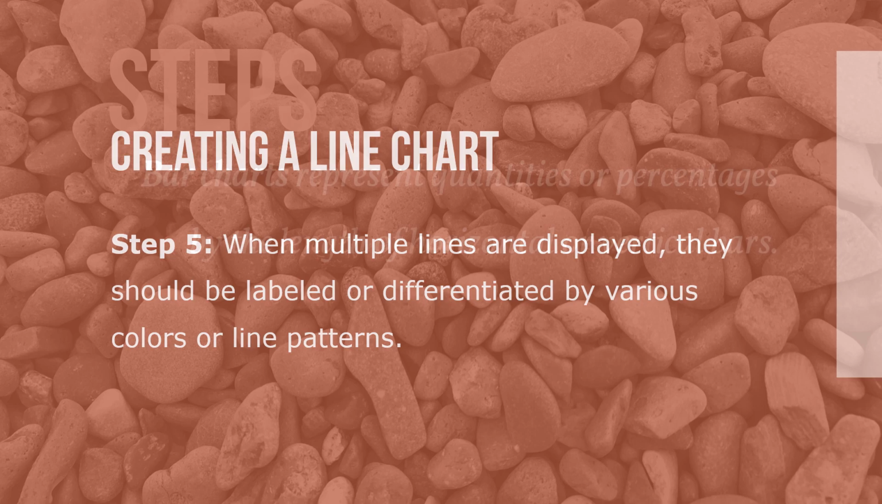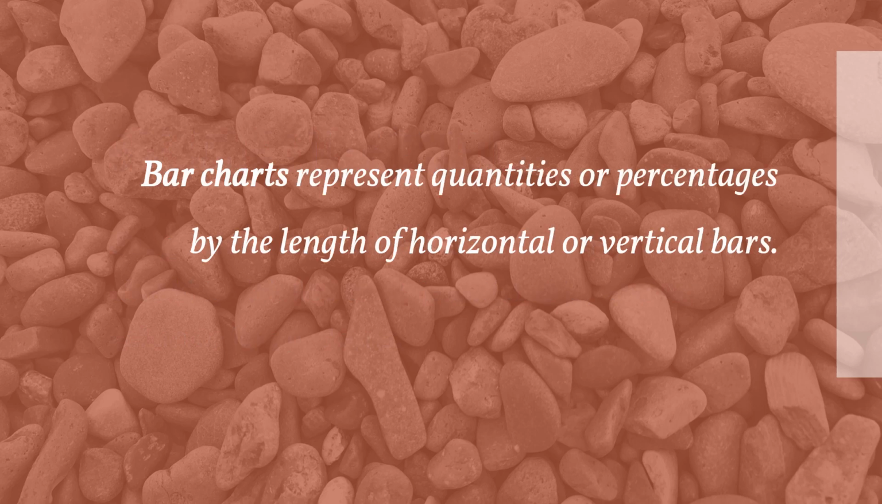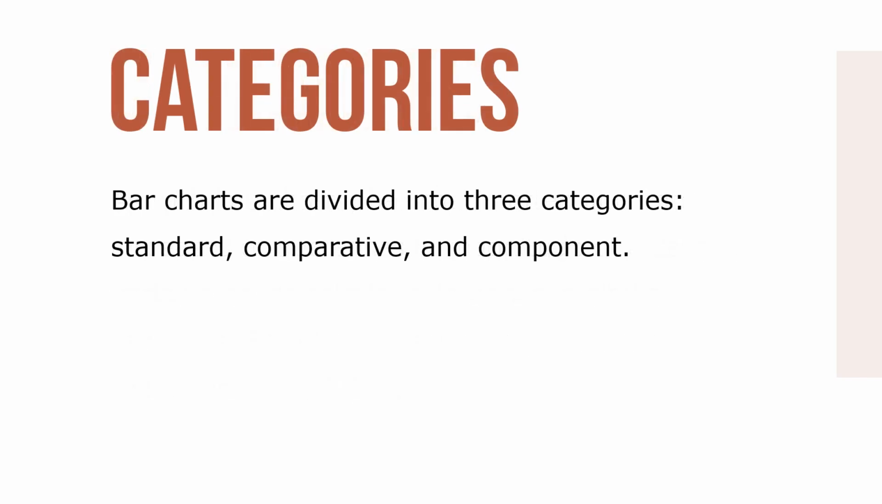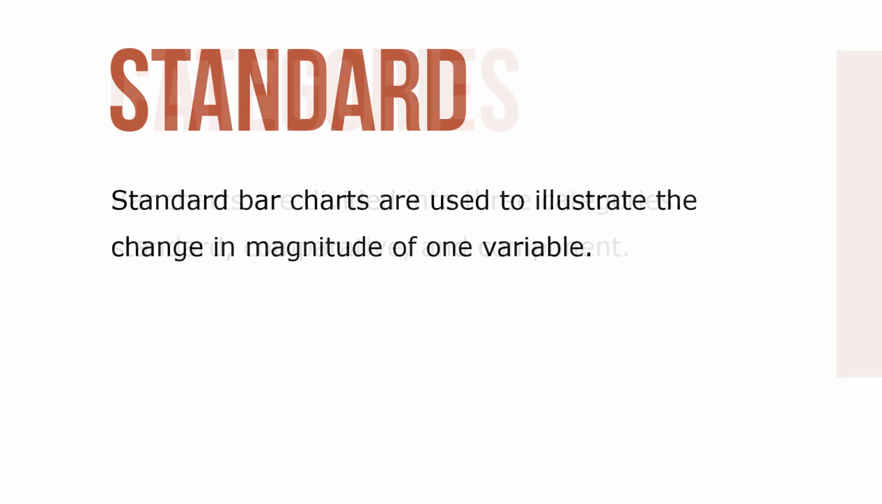Bar charts represent quantities or percentages by the length of horizontal or vertical bars. As with line charts, bar charts often illustrate increases or decreases in the magnitude of a certain variable or the relationship between similar variables. Bar charts may or may not be based on the movement of time. Bar charts are divided into three categories: standard, comparative, and component.